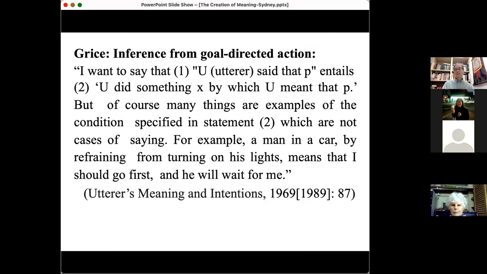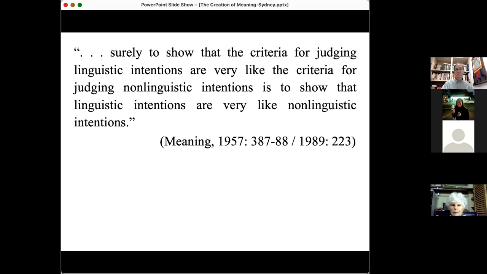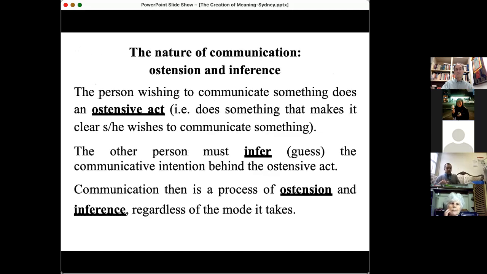So he's basically saying the same thing, that there's really no difference between linguistic communication and non-linguistic communication. He says, surely to show that the criteria for judging linguistic intentions, which is how you communicate, are very like the criteria for judging non-linguistic intentions. And it is to show that linguistic intentions are very like non-linguistic intentions. So basically, again, saying that there's little difference. So the nature of communication is simply ostension and inference.